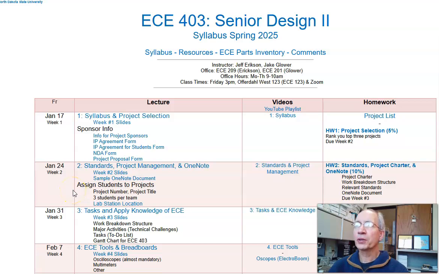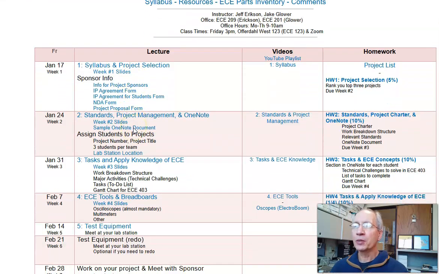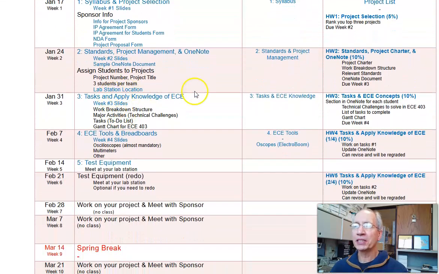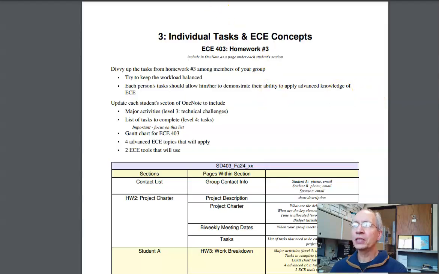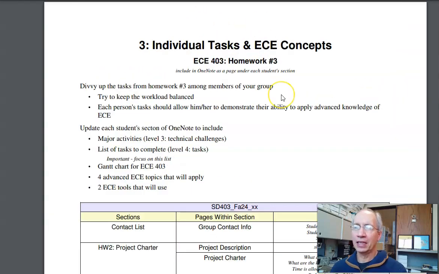This is homework set number 3 for Senior Design 2, ECE 403. To get to homework set number 3, just scroll down on Bison Academy. This is your individual tasks and ECE concepts.